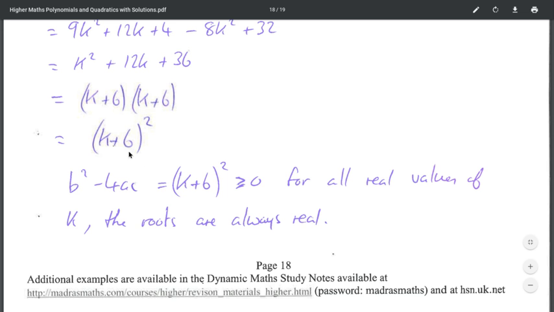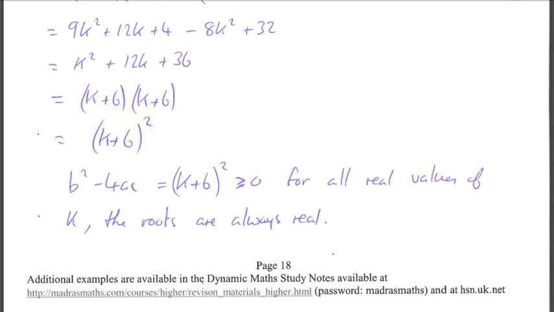So I'll just go over that bit again. Let's take some values of k. If k is a positive number, so for example 3, add 6 is 9, 9 squared is going to be greater than or equal to 0. If we take k as being 0, 0 plus 6 is 6, 6 squared again is a positive number. If we take k as negative 6, negative 6 plus 6 is 0, 0 squared is greater than or equal to 0 because it is equal to 0.